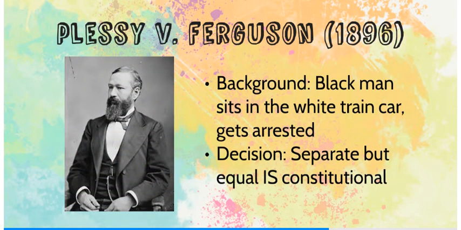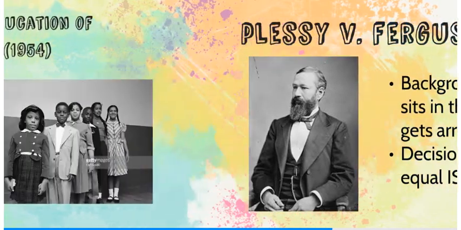Plessy versus Ferguson. This one is about a black train car and a white train car. So if you literally want to draw one that is colored in black and one that is white, that might help you out. Something about trains, something about separate is equal. Remember, that is not true in today's times, but it was true in 1896.